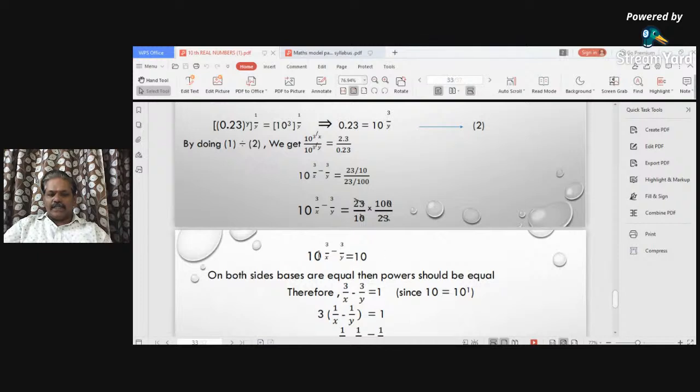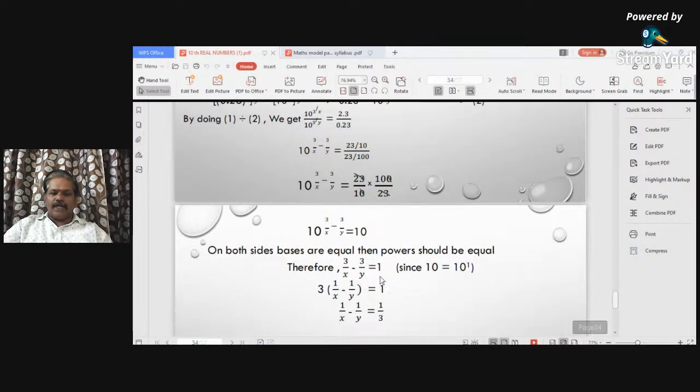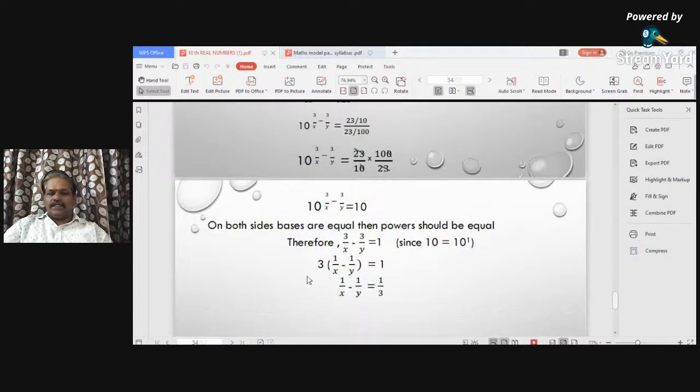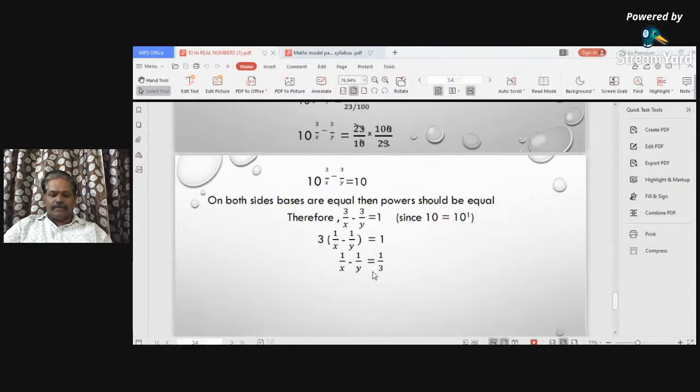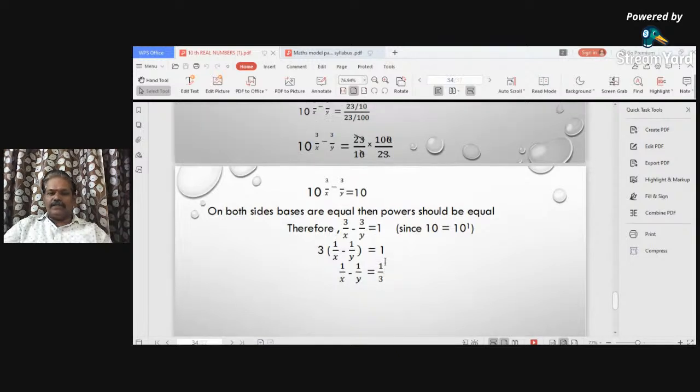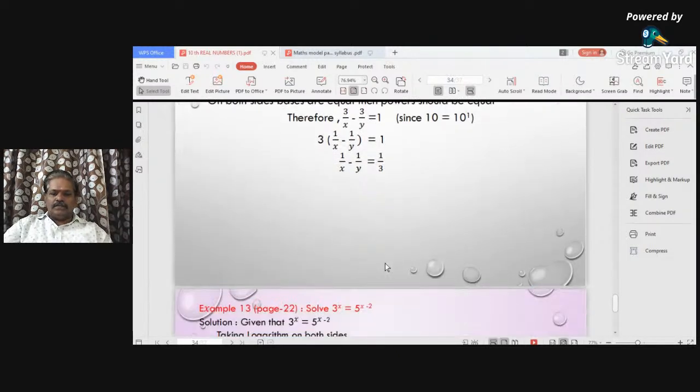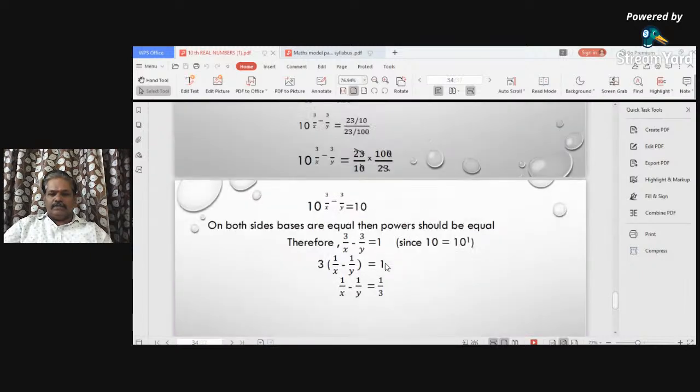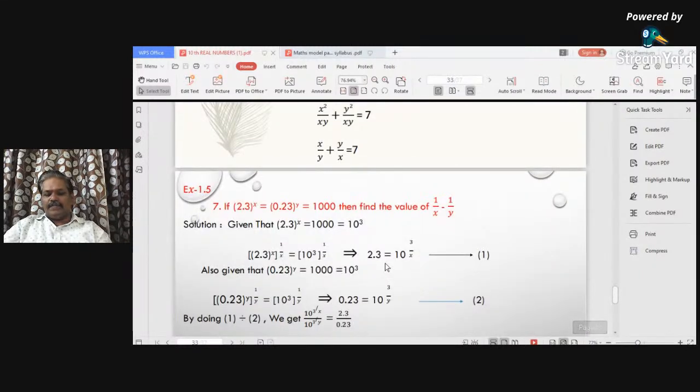So, as the bases are equal, powers should be equated. 3 by x minus 3 by y is equal to 1. So, taking 3 as common and sending it to the right-hand side, it will become 1 by x minus 1 by y is equal to 1 by 3. So, these are some important 8 marks questions from chapter number 1.